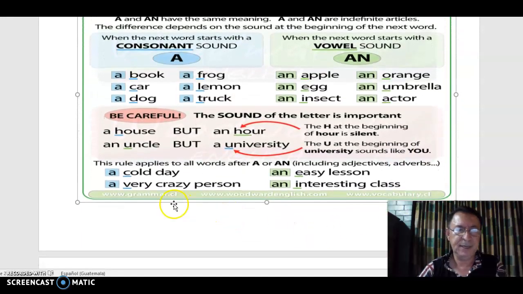To end this, this rule applies to all words after a or an, including adjectives or adverbs. A cold day, a very crazy person, an easy lesson, an interesting class.